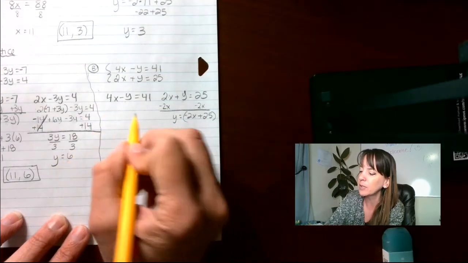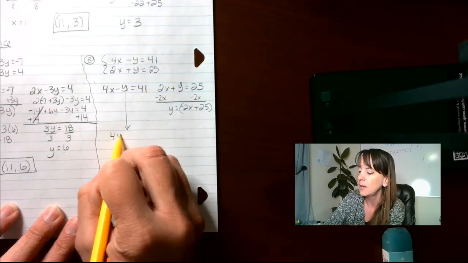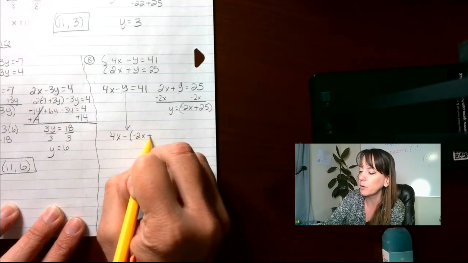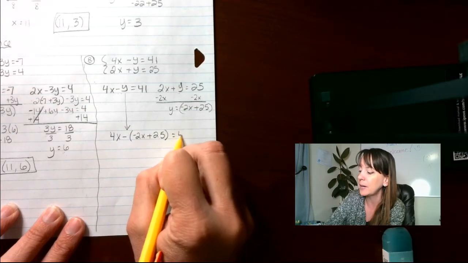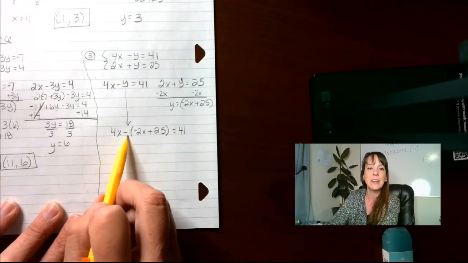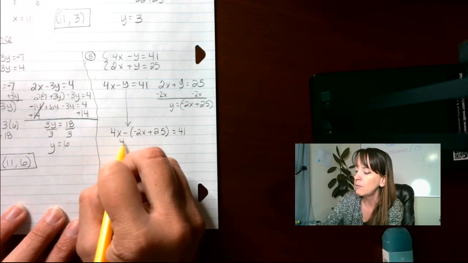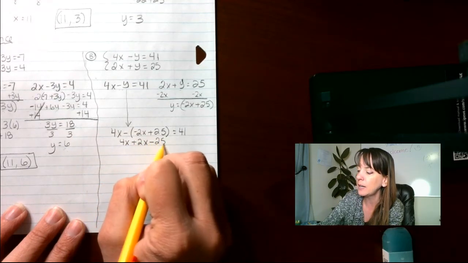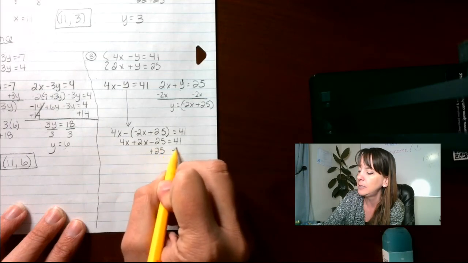So we're going to come over here. I'm going to move this down here so I have some more room. 4x minus all this garbage here. Notice I'm still using my parentheses because now I have to distribute my negative sign. Do you see how there's a negative here? You have to distribute that, otherwise you end up with the wrong answer. 4x plus 2x minus 25 equals 41. We're going to add 25 to both sides.